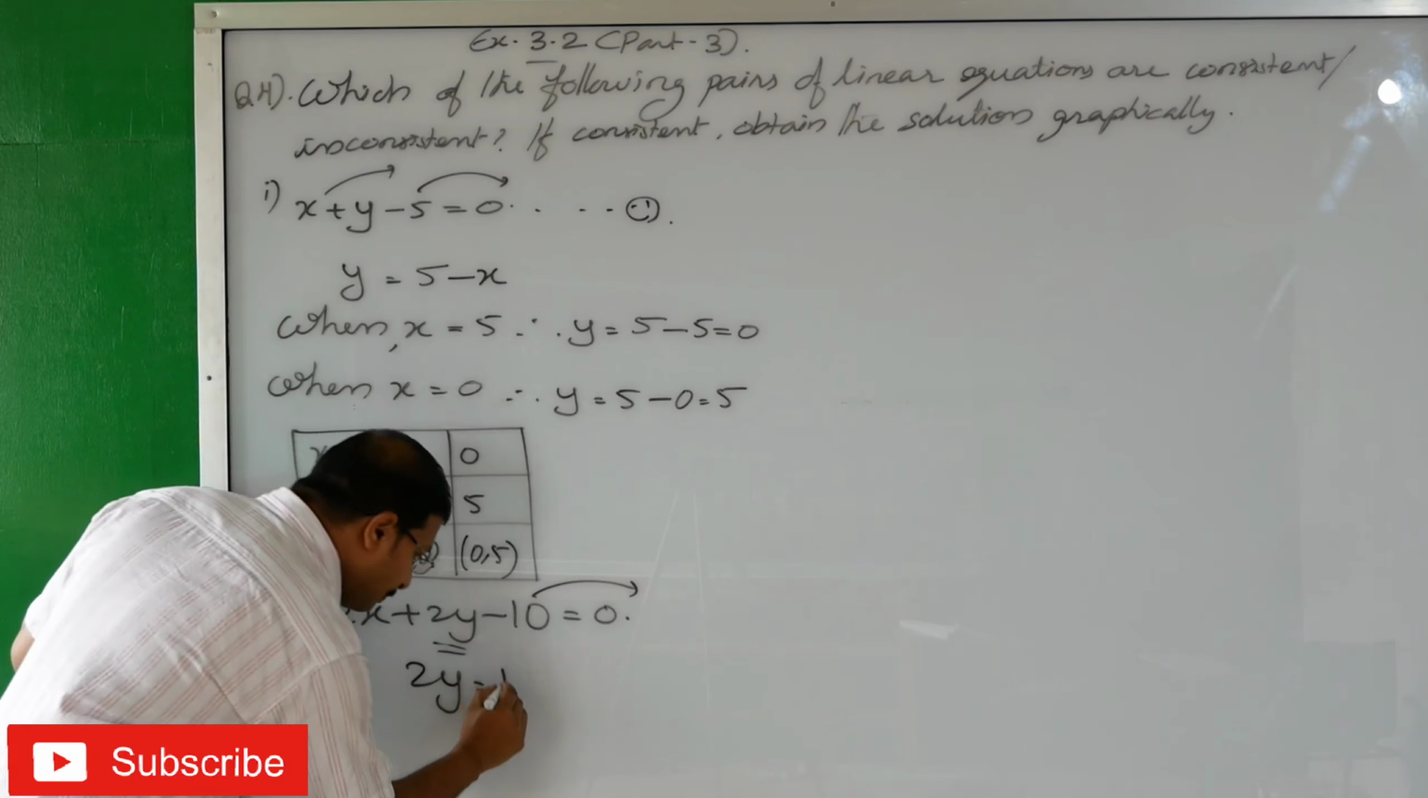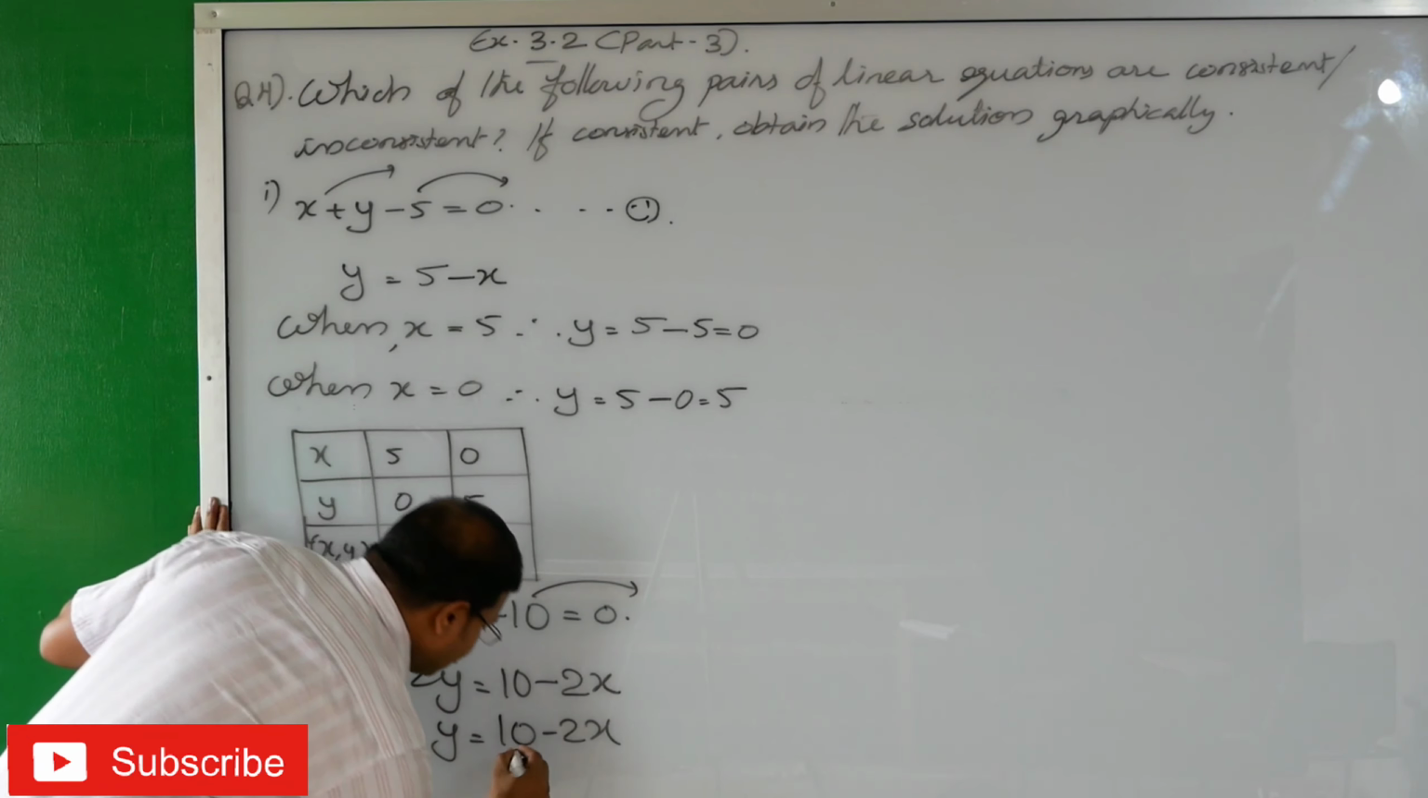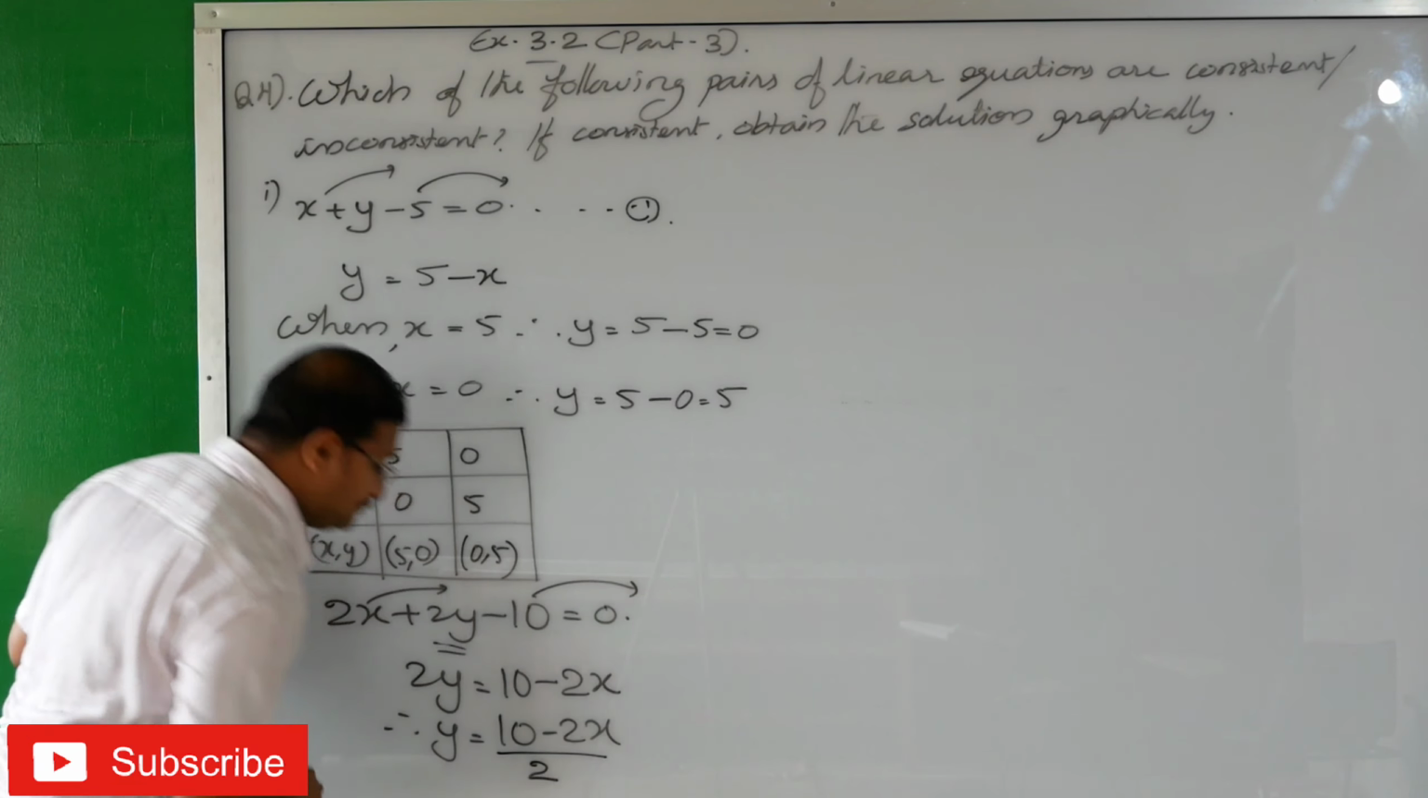Plus 10, plus 2x goes to the next side. Minus 2x. Therefore, y equals 10 minus 2x. 2y means 2 is multiplying y, so the multiplication goes to the next side. Divide. That means divided by 2.